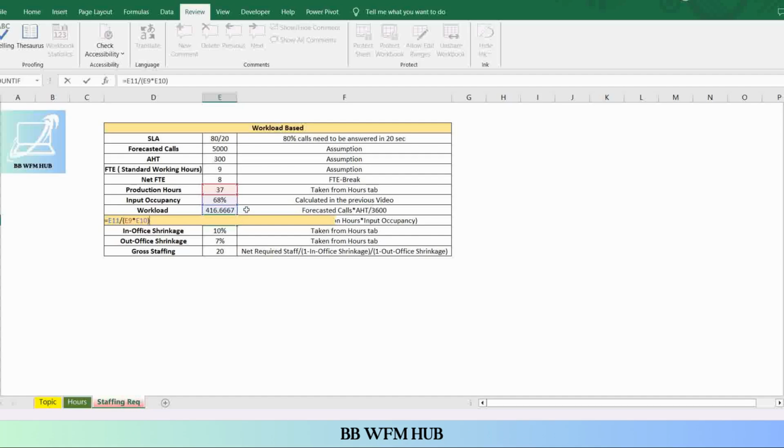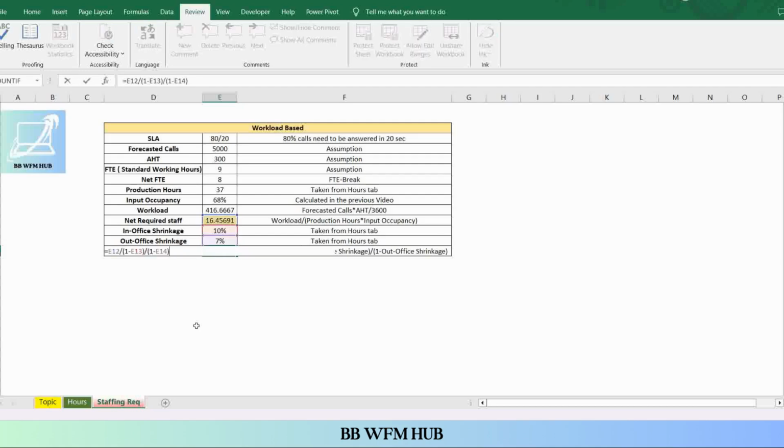Here we are saying that 416 hours of work is coming, and now I need to know how many hours my agent will give me. So here we are saying 37 production hours and they are working with 68% of occupancy. So that's why we have divided our workload by 37 into 68%, that is my production hours into occupancy. And that's how we got our net required staff 16.45. In-office shrinkage, we are taking reference from our tab that we already calculated. Out of office shrinkage, same, we are referencing and taking from our tab.